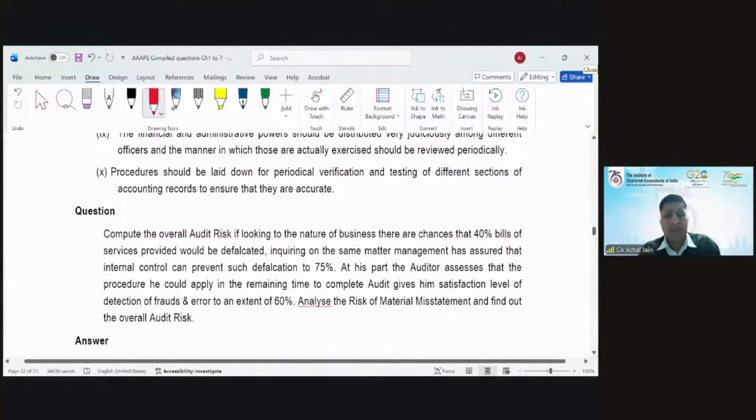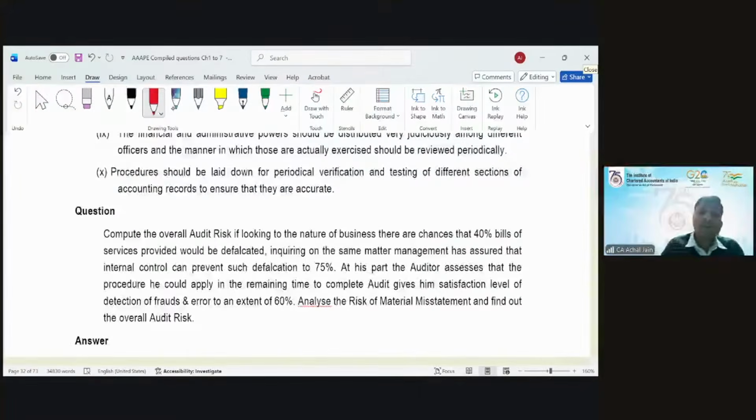Next, let's look at this one. Compute the overall audit risk. Looking to the nature of the business, there are chances that 40% of the bills of the services provided would be defalcated. Inquiring on the same matter, management has assured that internal control can prevent such defalcation to 75%. At his part, the auditor assesses that the procedures he could apply in the remaining time to complete the audit give him a satisfaction level of detection of frauds and errors to the extent of 60%.